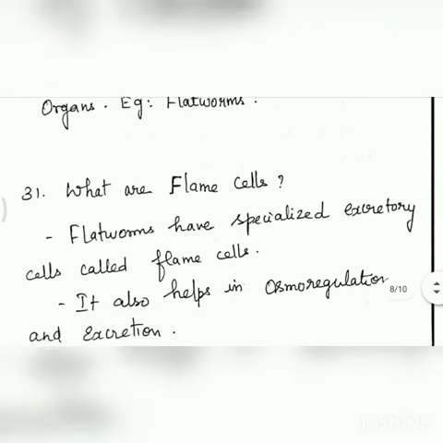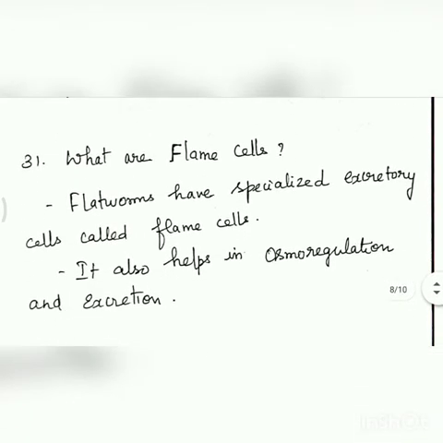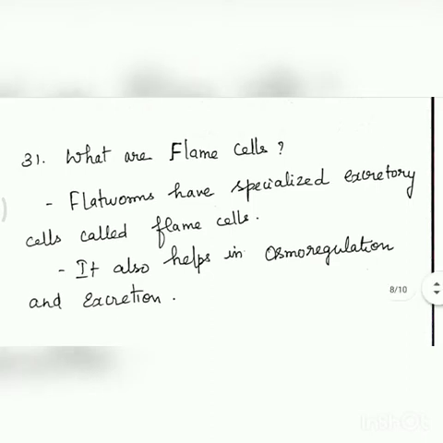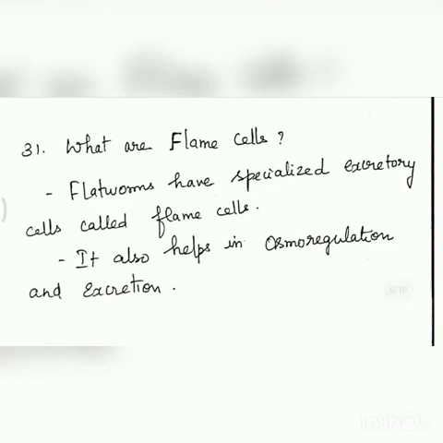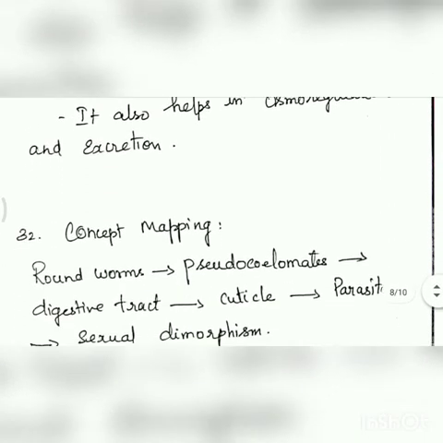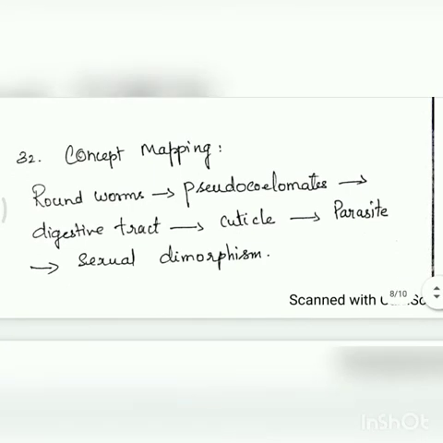Next, 31. What are flame cells? Flame cells are specialized organs which are helpful for excretion in platyhelminthes, that means flatworms. Flatworms have specialized excretory cells called flame cells, which are also responsible for osmoregulation and excretion.